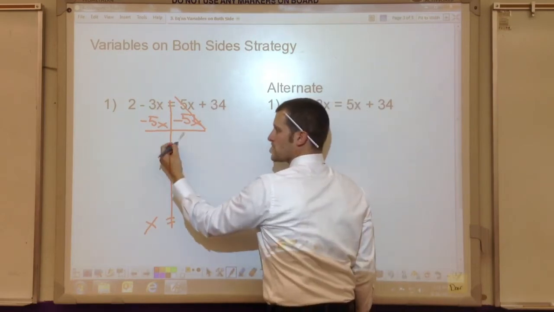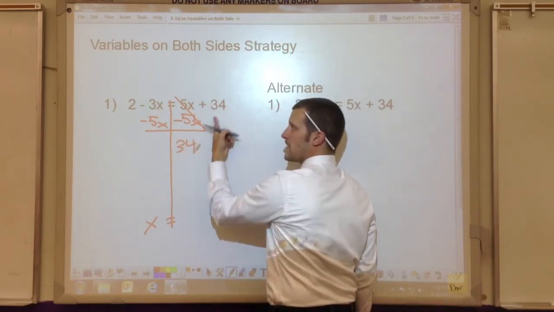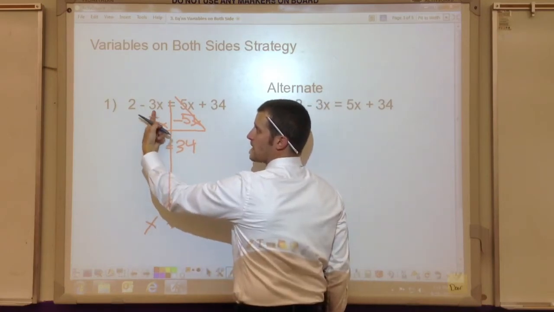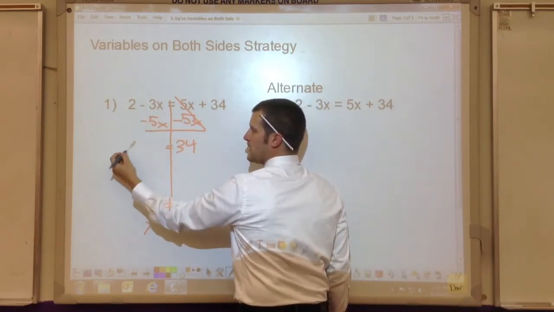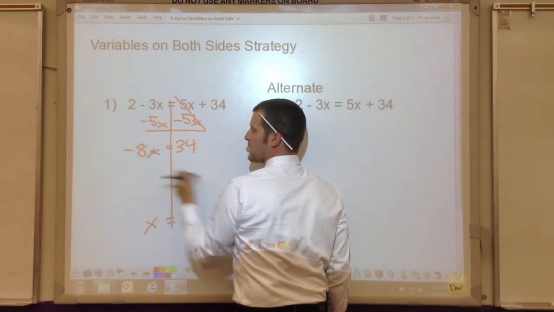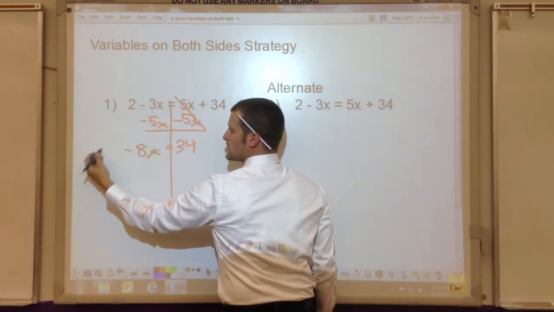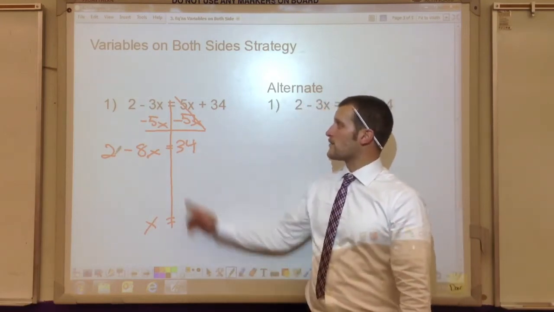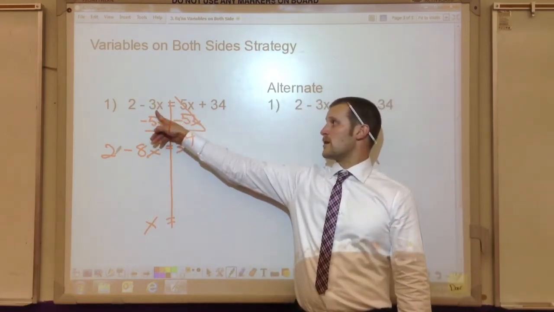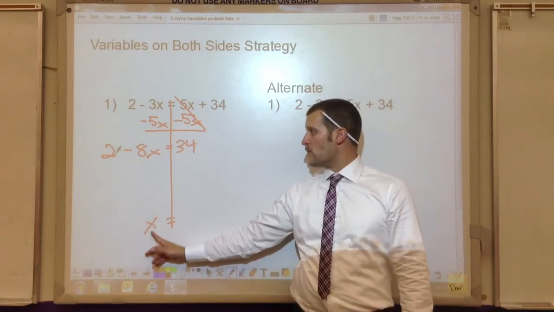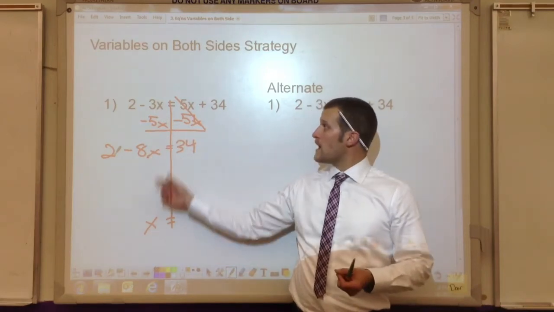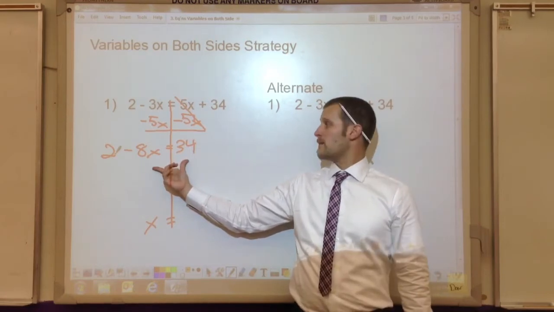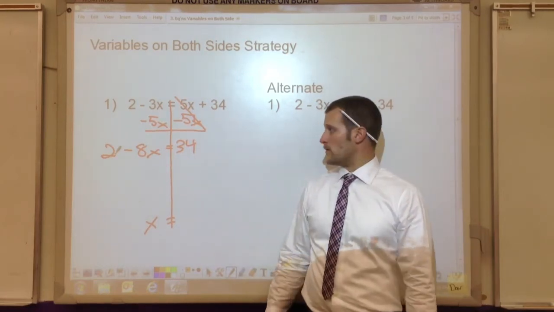Bring down my numbers. 34 is all that's left on this side. Over here I have negative 3x minus 5x, make negative 8x, and this 2 is still hanging out in front also. Now, I've gone from having x's on both sides of the equation to all my x's being over here exactly where I want them. This is the only real added step that we're going to go through today. The rest of this I'm going to solve like normal.